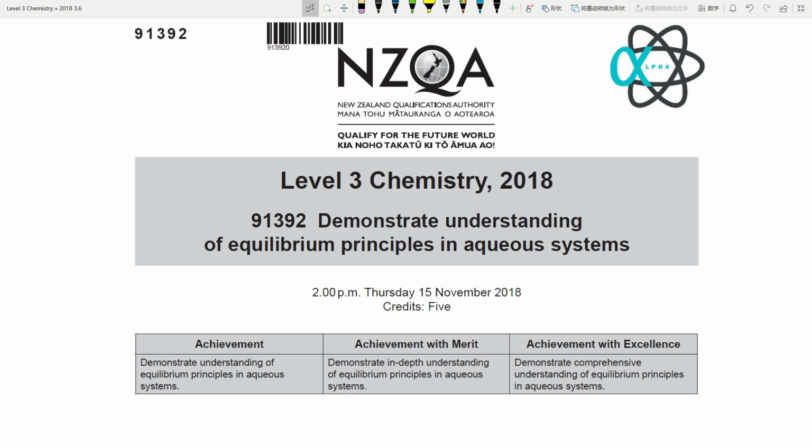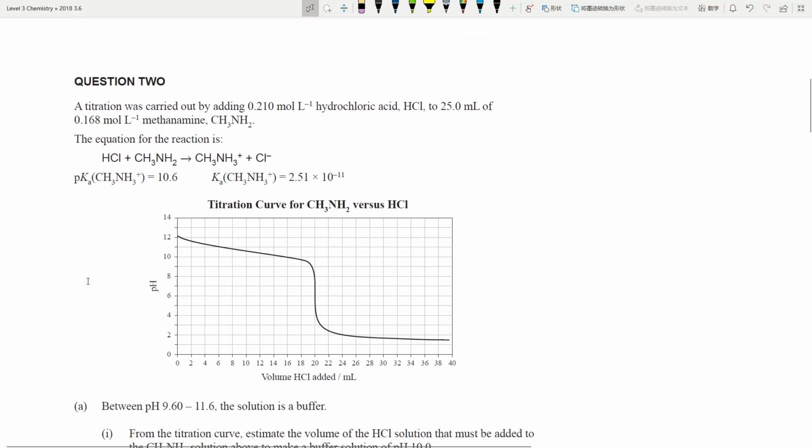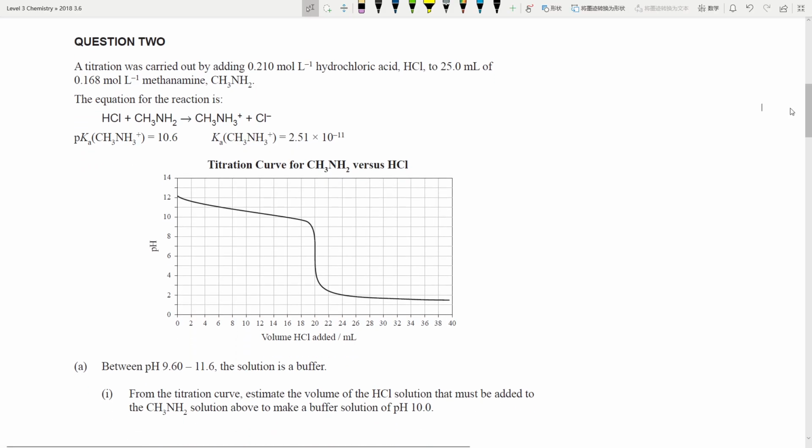Hi guys, we are going to go through question 2 of the 2018 Aqueous examination paper. Let's get into it. Alright, question 2. So the first part is just a lot of information. Let's just read this and highlight some key numbers.